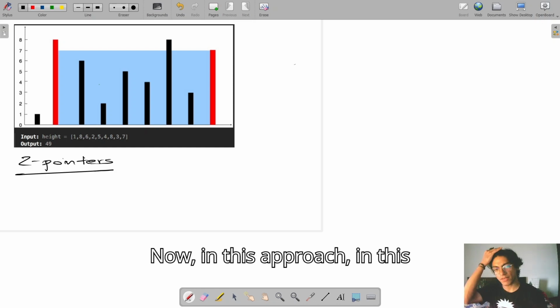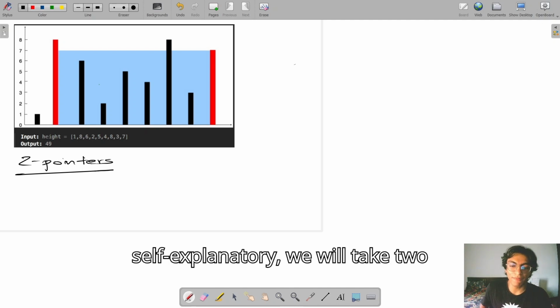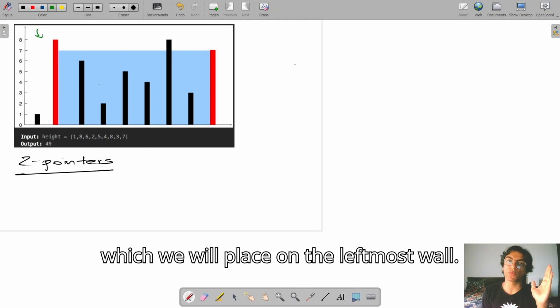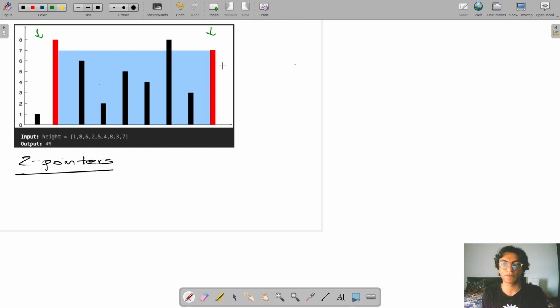Now, in this approach, as would be quite self-explanatory, we will take 2 pointers. There is pointer 1, which we will place on the leftmost wall. Then there is pointer 2, which we will place on the rightmost wall. Alright.